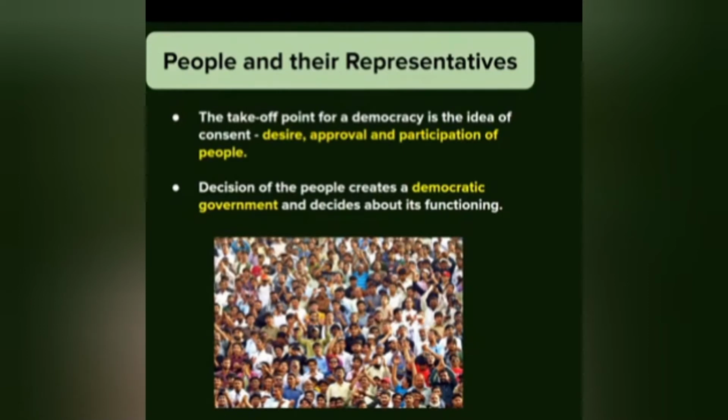The basis of a democratic country is the idea of consent. It means the government considers the participation, desire, and approval of people before taking any decision. What people have decided creates a democratic government and how it is going to function for the next 5 years. An individual provides his approval to a government by voting for it in the elections. Once the representatives who have been elected by the people become the members of parliament, one group of such MPs come together to form a government.